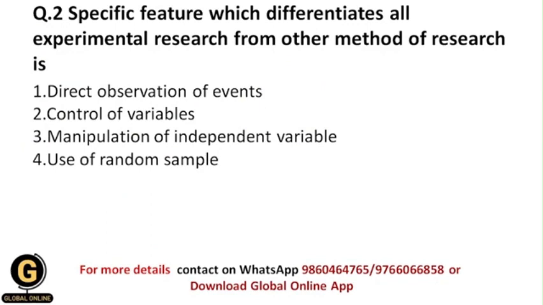Next: the specific feature which differentiates experimental research from all other methods of research is. So what is the difference between experimental research and all other research methods? Basically, what is the special feature in experimental research because of which we differentiate it from the other methods? Whether it is direct observation of events, control of variables, manipulation of independent variable, or use of random sample. I have already told you in question 1 what experimental research is, but again I am going to discuss some salient features of it.